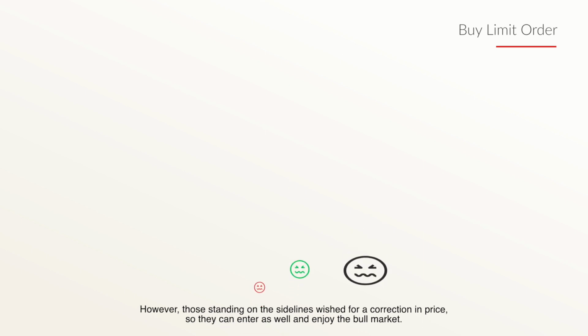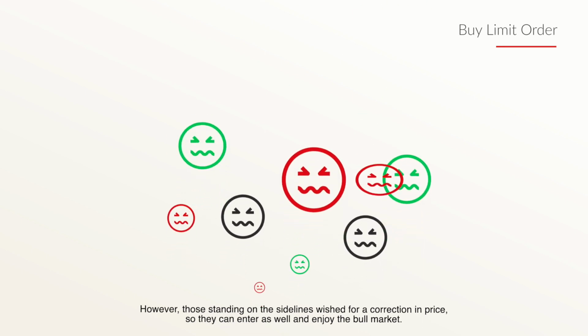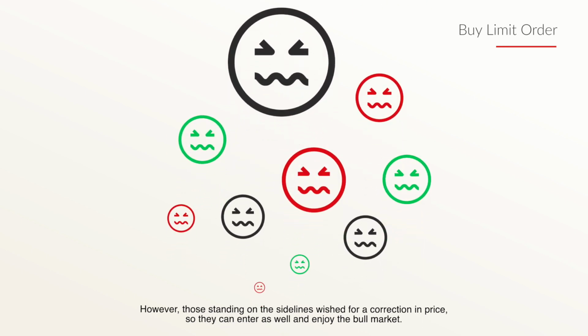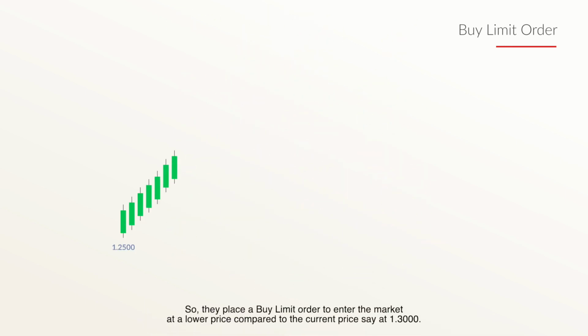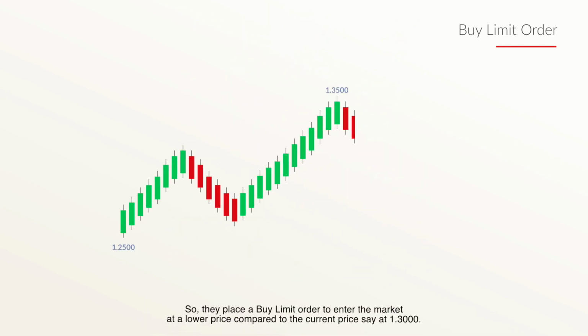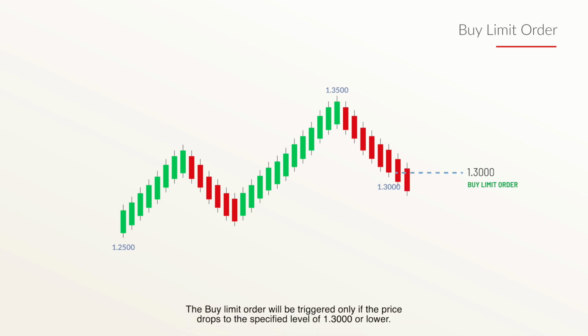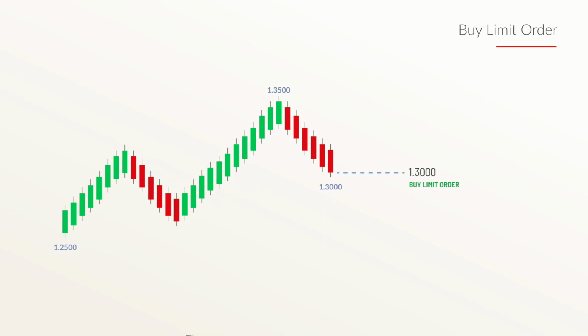However, those standing on the sidelines wished for a correction in price so they can enter as well and enjoy the bull market. So, they place a buy limit order to enter the market at a lower price compared to the current price, say at 1.3000. The buy limit order will be triggered only if the price drops to the specified level of 1.3000 or lower.